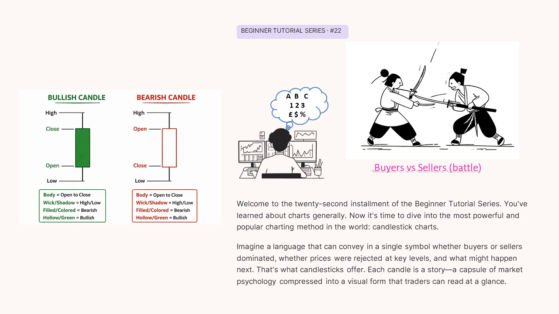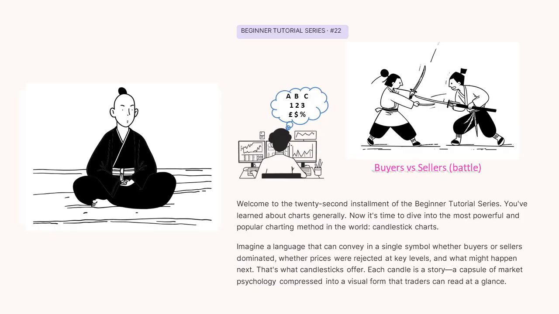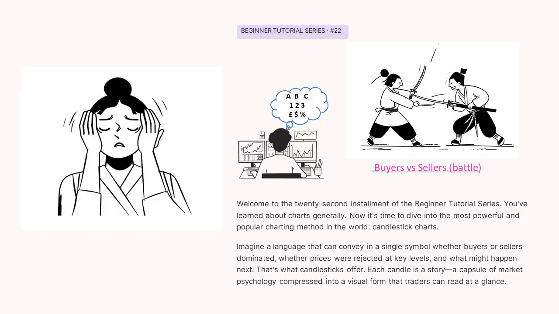Each candle is a story, a capsule of market psychology compressed into a visual form that you can read at a glance. This isn't modern technology. This technique was developed over 300 years ago by a Japanese rice trader named Munehisa Homa. And it's still used today by millions of traders across stocks, futures, crypto, and forex. Why? Because human psychology hasn't changed. Fear and greed look the same today as they did in 18th century Japan.